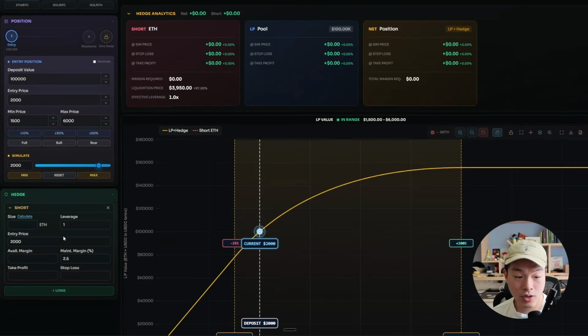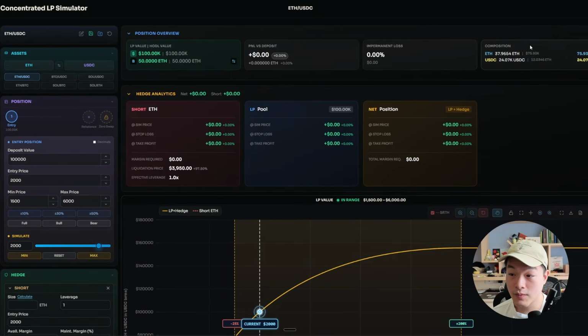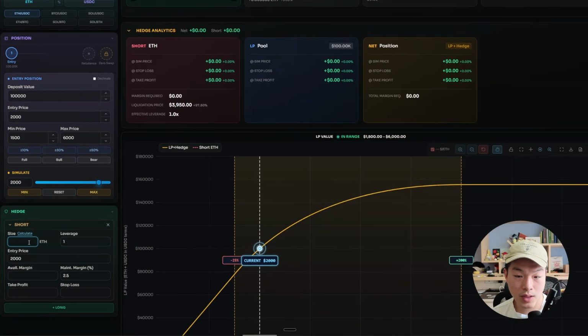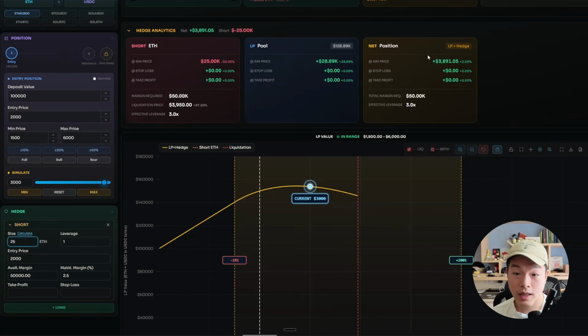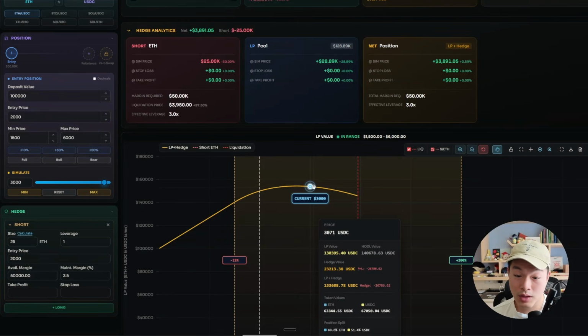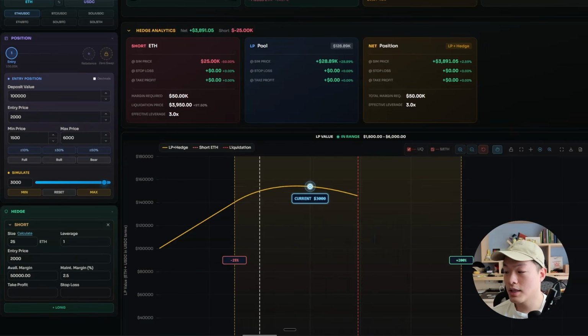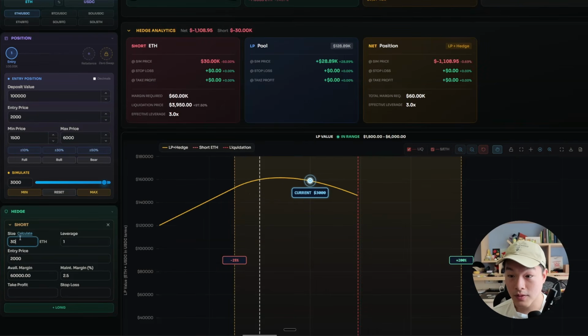So I could add a hedge here. And because we have more ETH here at 37 ETH, maybe I could go all the way up to 25 ETH. And what I want to simulate is if I want to close my position at 3K, you can see that even though I'm hedging much more than before, I could actually still gain 2% here on this 3K price point that we were simulating earlier.